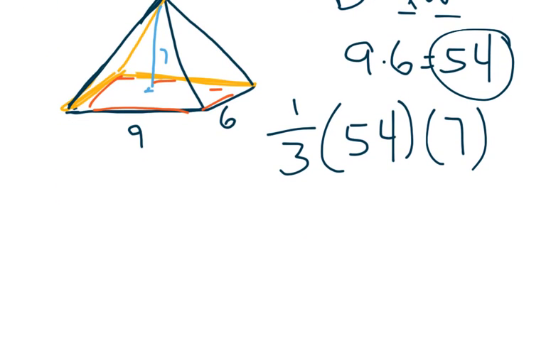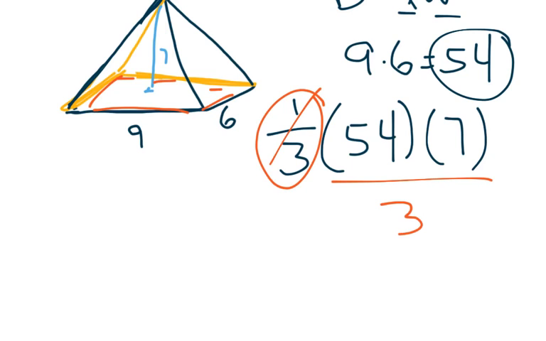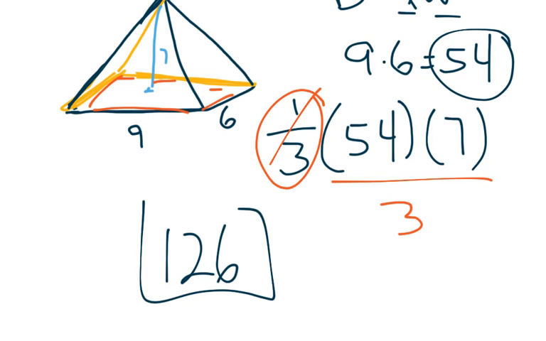So what we're going to do is multiply 54 times 7, which is 378. And when you multiply something by 1/3, it's the same as dividing it by 3. So 378 divided by 3 is 126. And this is your answer for number 5.